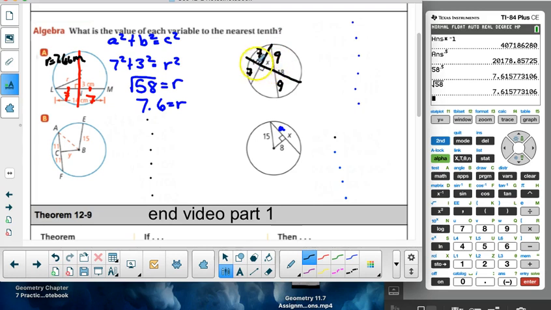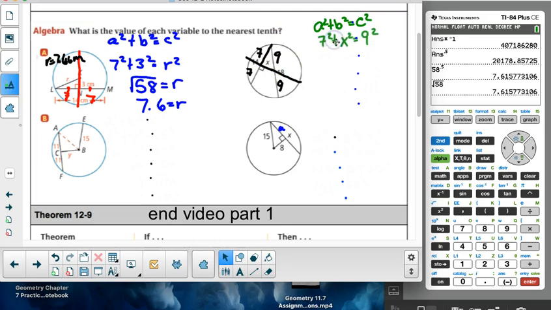So I have a right triangle here. And again, because I have a right triangle, I bring out the Pythagorean theorem. Except in this case, I have my 9 as c. And so I've got 7 squared plus x squared is equal to 9 squared. So I got 49 plus x squared is equal to 81. I subtract 49 from 81 and get 32.